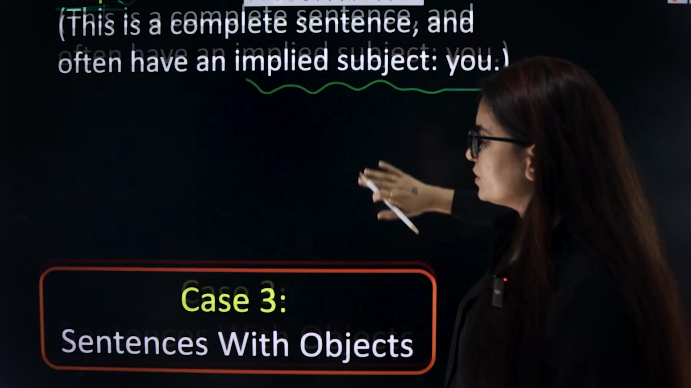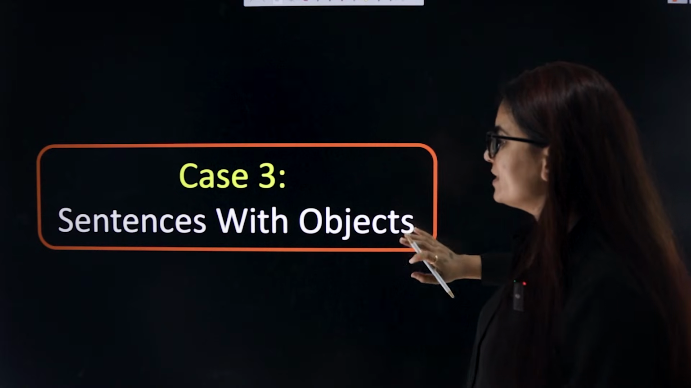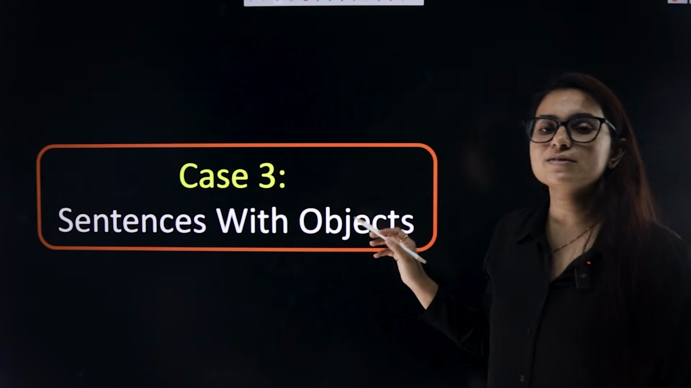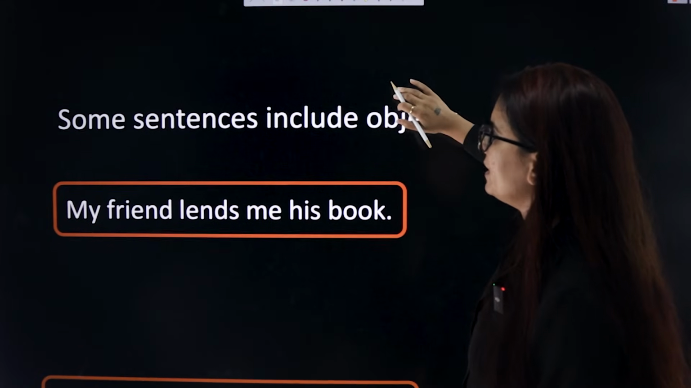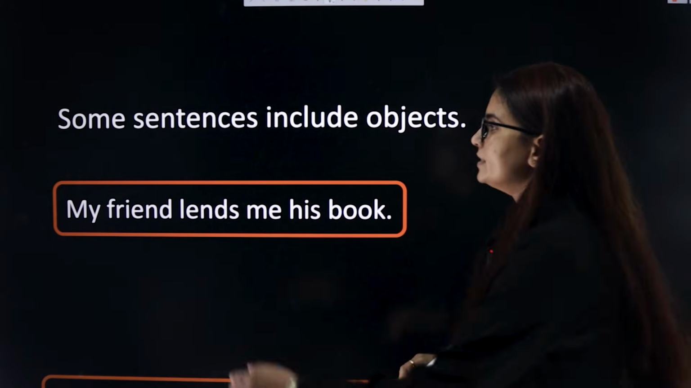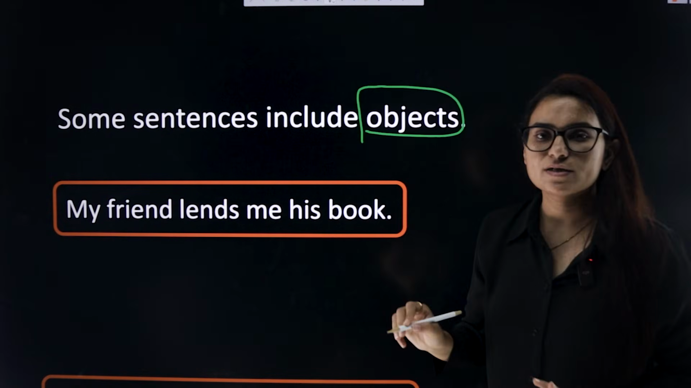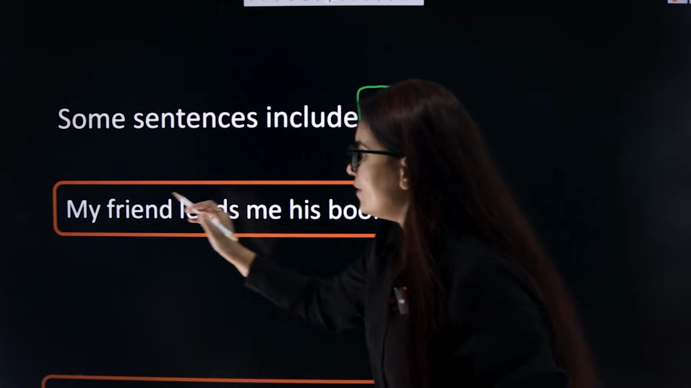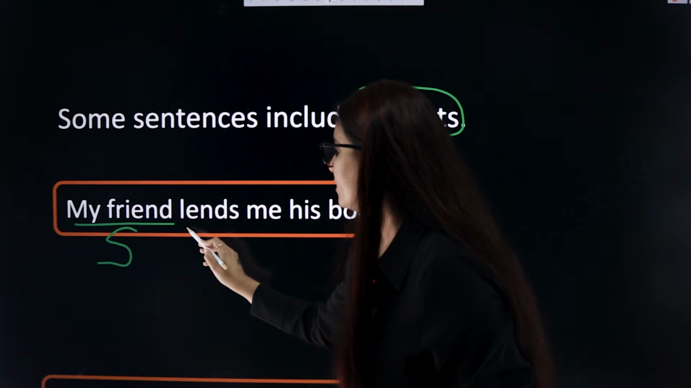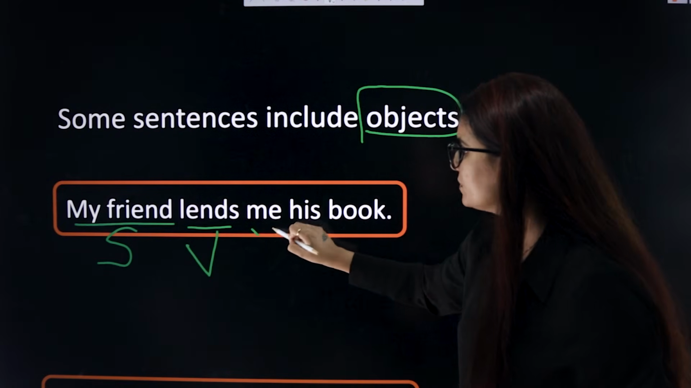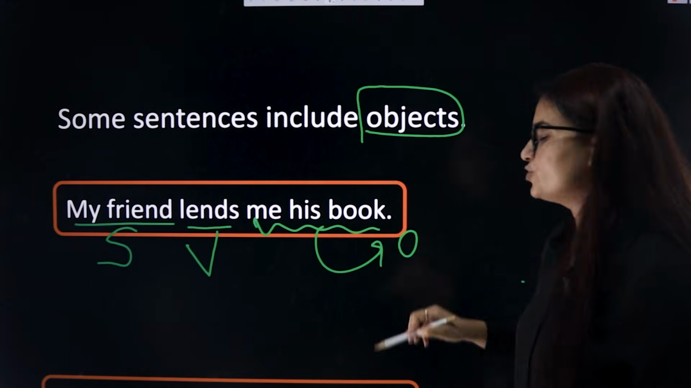Wonderful. Let's talk about part 3, sentences with object. In part 3, we are talking about sentences with object. This word over here is really important because we have two kinds of objects and we'll be talking about them in detail. Some sentences include objects. What are objects? Let's find out. If you look at this example right now, we have friend, which is a subject, lands, which is a verb. Now there is something extra at the end of that sentence.